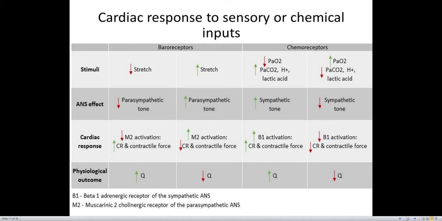On the chemoreceptor side, if we have a decrease in PaO2, an increase in PaCO2, hydrogen ions, and lactic acid, this means we need more perfusion. There's going to be an increase in sympathetic tone. This is going to activate the beta-1 receptors to increase contractile force and cardiac rate, ultimately increasing cardiac output. If the opposite is occurring, there's an increase in PaO2, a decrease in PaCO2, hydrogen ions, and lactic acid. Sympathetic tone will be decreased, decreasing beta-1 activation, decreasing cardiac rate and contractile force, and ultimately decreasing cardiac output.